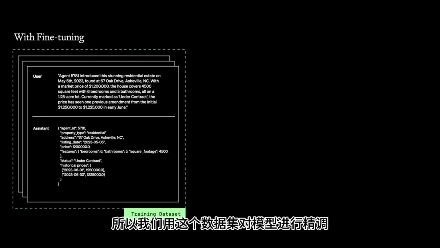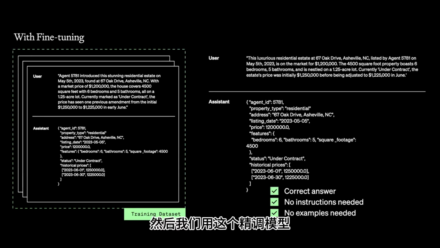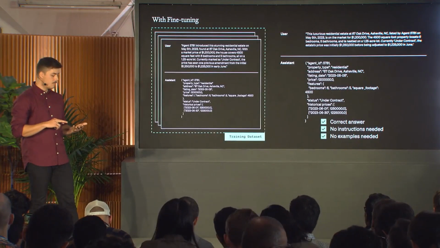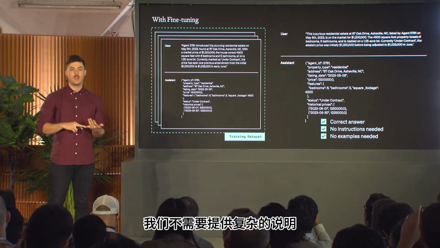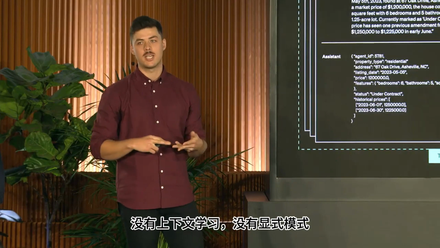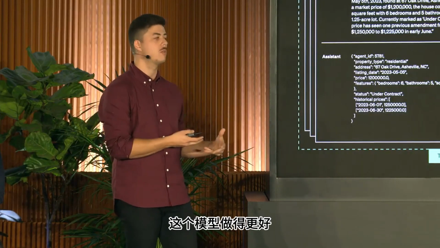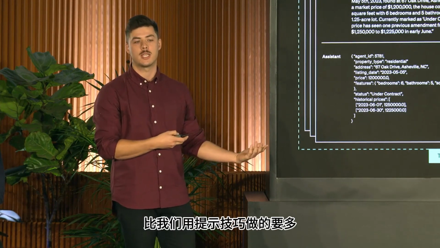So we take this data set and we fine-tune a model. Then we take this fine-tuned model, we give it a new real estate listing, and we can see that it essentially gets the problem right in this case, right? So this is just a simple example. But in this case, the model is both performant and efficient. At sampling time, we don't have to provide the complex instructions, no in-context learning, no explicit schema, and the model does better than we were doing with just prompting techniques.